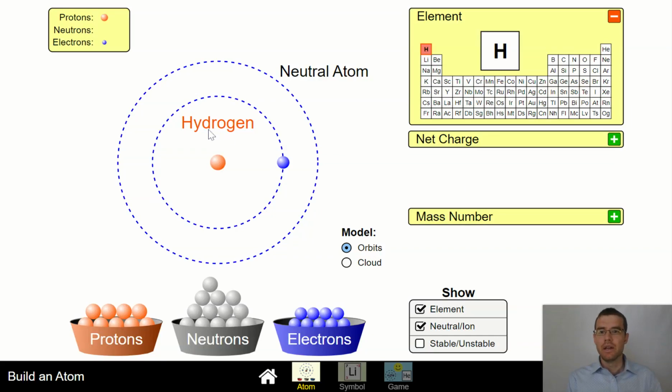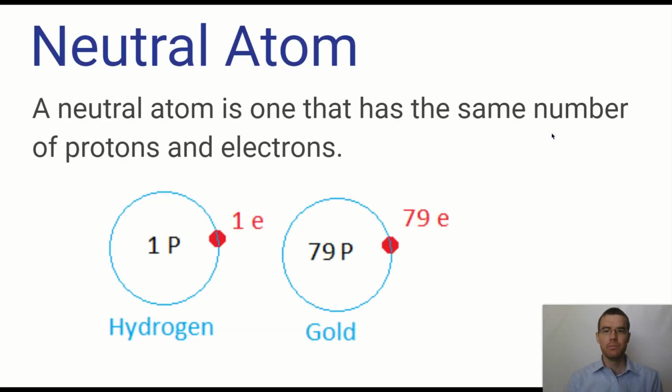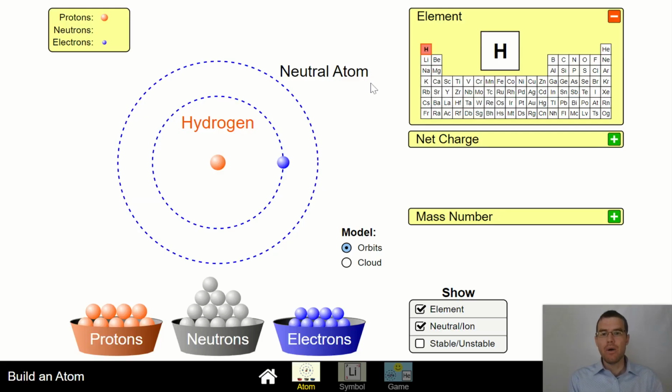So here I have hydrogen, and I have the most common isotope of hydrogen, which has no neutrons. Right now you'll see that it's a neutral atom. A neutral atom is an atom that has the same number of protons and electrons. The neutral part just means that you have a neutral or zero charge, which means that the positive charges of the protons and the negative charges of the electrons cancel each other out. So we're going to talk about ions.